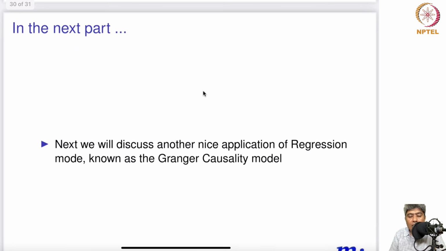So I'll stop here. Next we will do a hands-on, and then we will discuss another nice application of the regression model known as the Granger causality model.